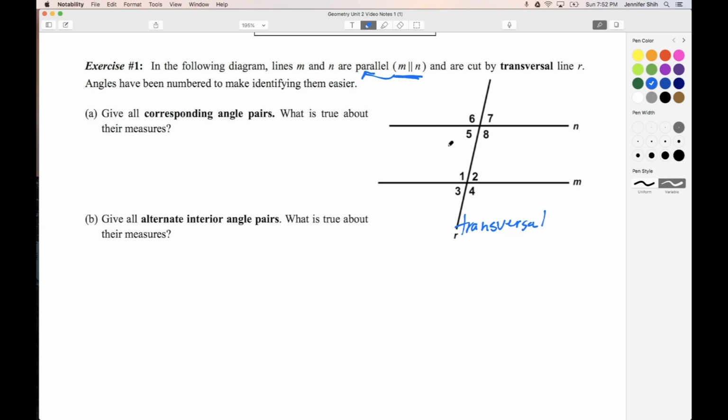Well, corresponding angle pairs, if you don't know, you should refer back to the PDF texts that were posted after your Unit 1 exam, and you took notes off of that. We called it a reader. If you don't know these weird words that I'm saying a lot, you need to go back and research using those readers and take notes on that. So let's list our corresponding angles.